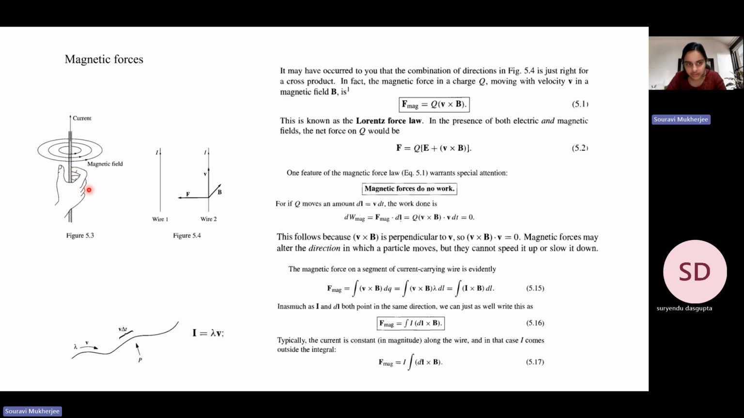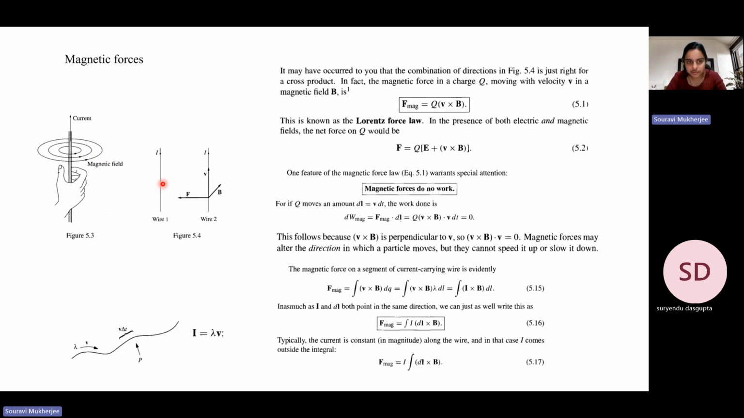And if you find it difficult to understand how to place your thumb, then you can actually do the cross product. Look into it mathematically, doing a cross product between the line element along the current and the position vector in the direction where you want to find the field, right? So that gives us the direction of the magnetic fields.